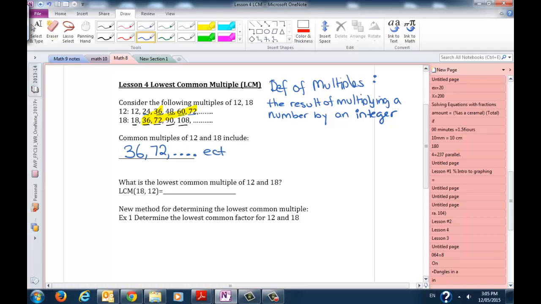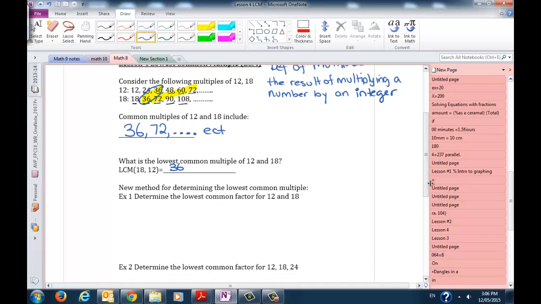If I want to ask what the lowest common multiple of 12 and 18 is, then I would write LCM of 18 and 12, and we can see that the smallest one is 36. Now, obviously, if we're trying to find the lowest common multiple of big numbers, then it can become very complicated. So I'm going to show you a new method, and it's very similar to the method yesterday.